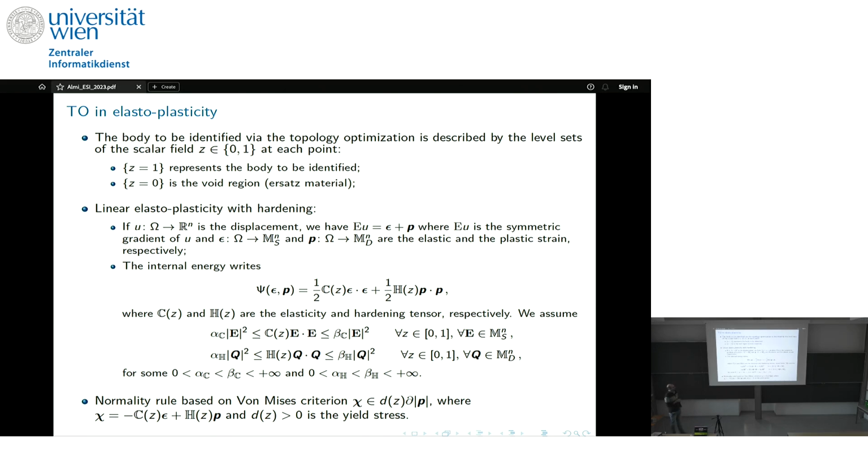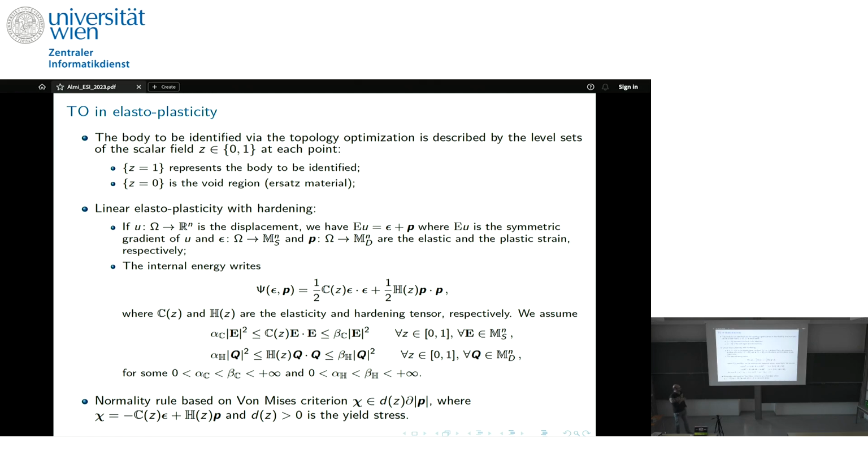And what you have here in front is d of z, the yield stress, which is also assumed to be a function of z, just for completeness. You could also assume it to be constant. In many of the applications, this could also just be assumed to be a constant function, something known. And again, you are assuming that this is strictly positive, far away from zero, in the interval 0, 1.